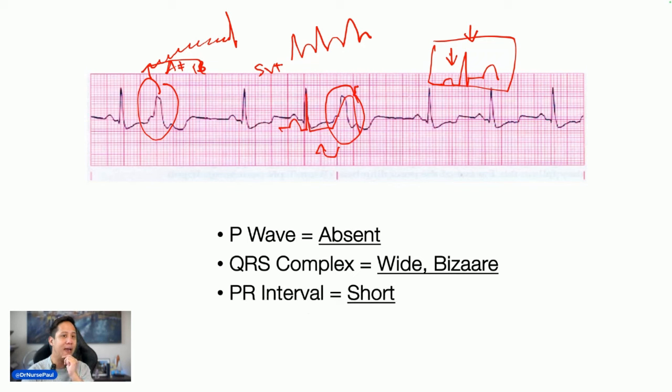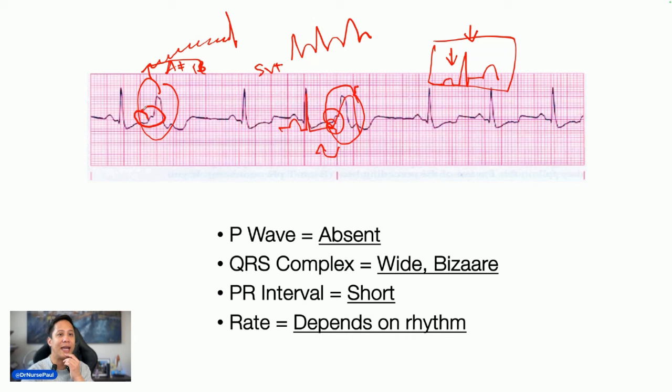All right? And PR interval is short. Sometimes there's no PR if the P wave is absent. Sometimes you can see small P's in there. I can still see the P in there, but it's not a normal P, so we're not going to count that. You know what I mean? And rate depends on rhythm.